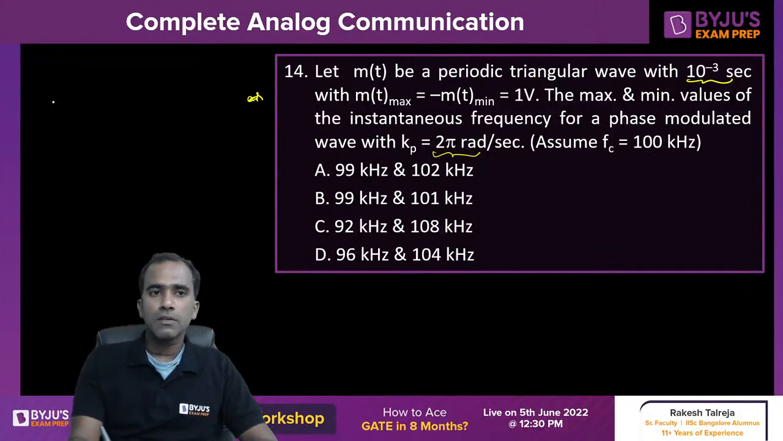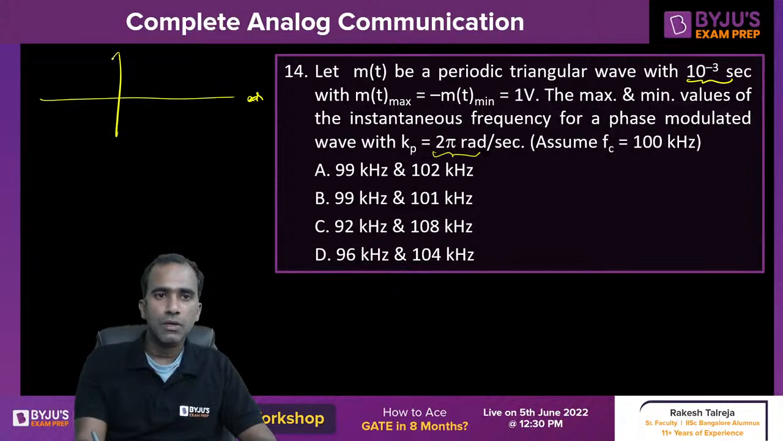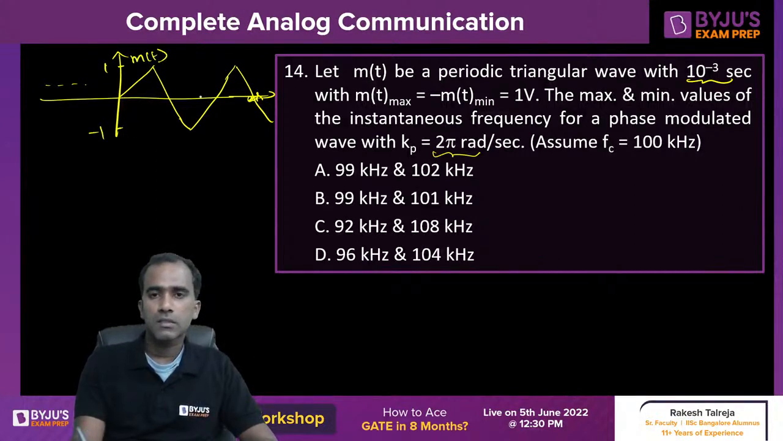Okay, given the waveform, we don't need to draw it actually. For instantaneous frequency it's not required. But anyway, let's draw it. Something like this, and that's what it repeats. Maximum height is 1, minimum is minus 1. This is how m of t looks like.